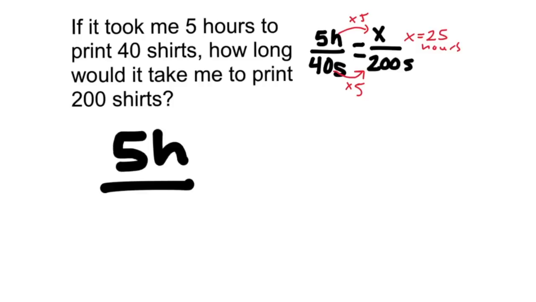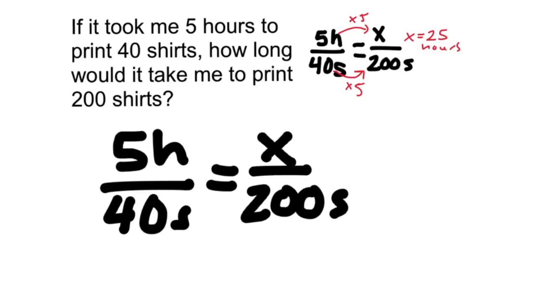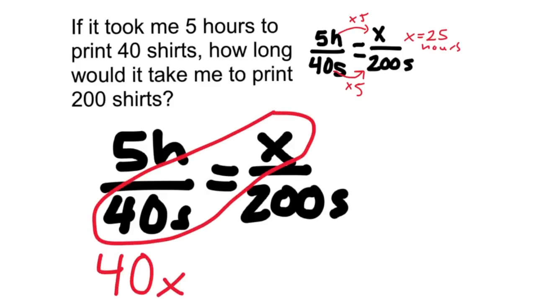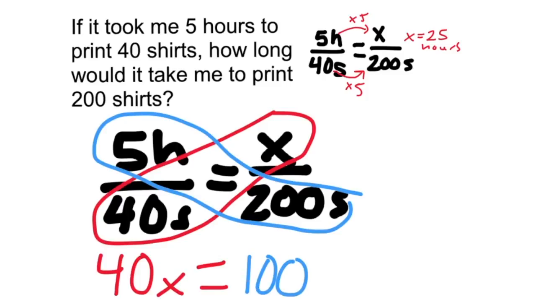Another way to solve the proportion would be to use cross multiplying, or to find the cross product. So I multiply 40 times X, which is just 40X, and I set that equal to the product of the other diagonal, because if the two ratios are equal, the cross products have to be equal. And now I have a one-step equation. 40X equals 1,000. I divide both sides by 40, and I get again X is equal to 25 hours.